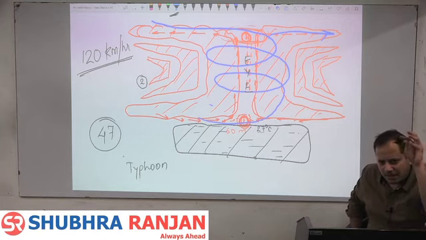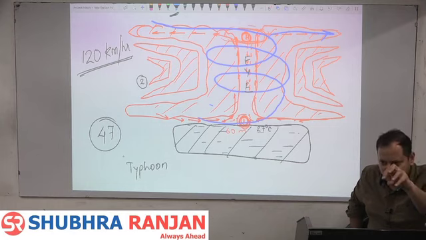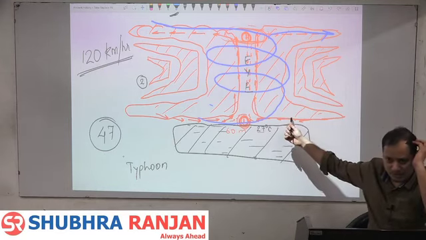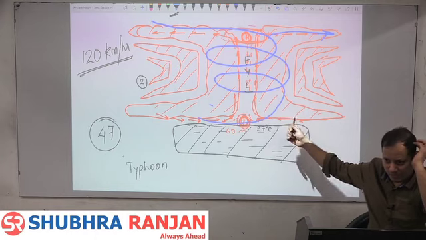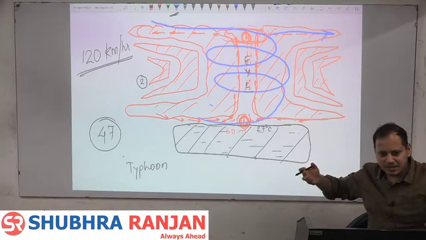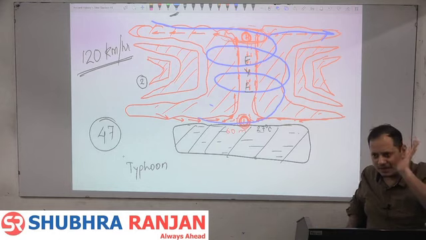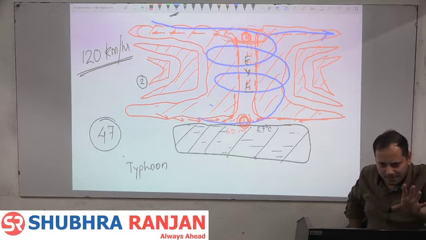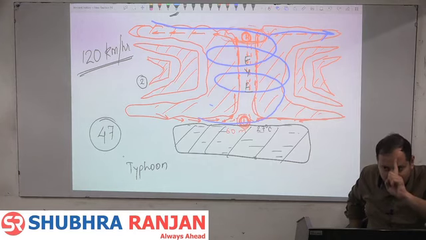Fine, but what is the main source of energy? Latent heat that is stored in water vapor, and when the water vapor starts cooling and becoming cloud or water droplets, you know that cloud is a collection of water droplets, it gives out the heat which is present inside them, and as a result of this, there will be the cyclone, a low pressure center.